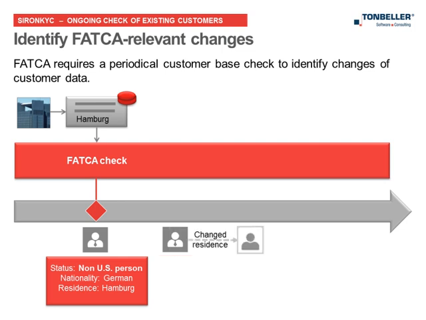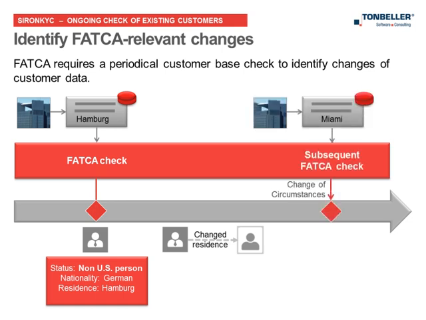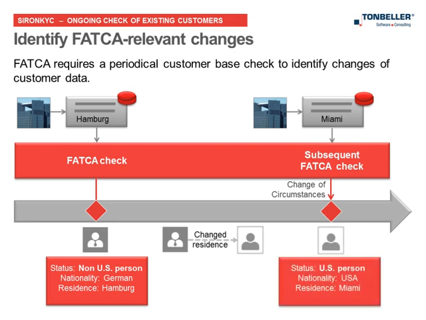Example: the core banking system reports that the customer's new residence is now in the USA. The FATCA check generates a change of circumstances that must be processed by the case manager. For our example, this means that the person's status has to be changed.